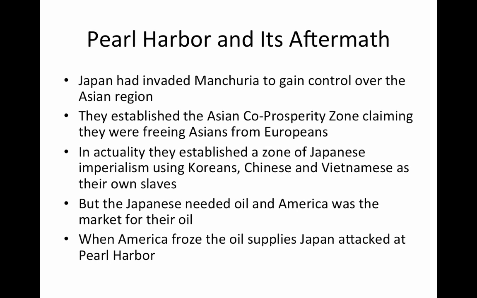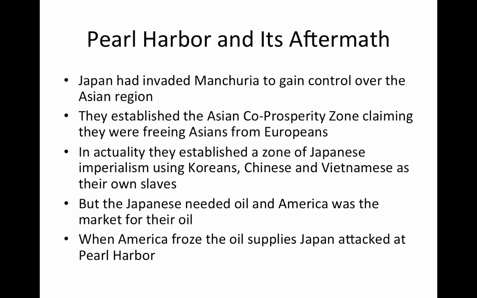So with Pearl Harbor and its aftermath, the reason why Pearl Harbor had become so important was Japan had been invading into Manchuria in order to gain control of the Asian region. And they had established something that they called the Asian Co-Prosperity Zone, which they claimed was going to be a way to free Asians from European control. In reality, all it did was replace European imperialists with Japanese imperialists. In fact, the Japanese used Koreans, Chinese, and Vietnamese as their own slaves. Sometimes the slavery was for manual labor, and sometimes, in the case of women, it was used for sex slaves during the war.